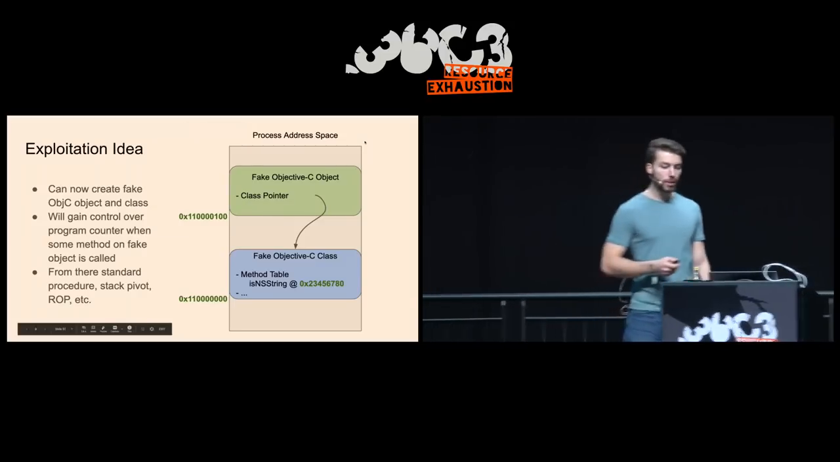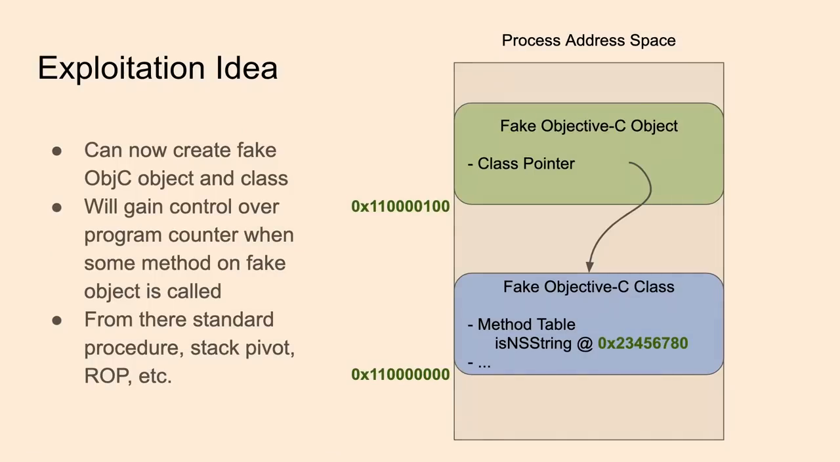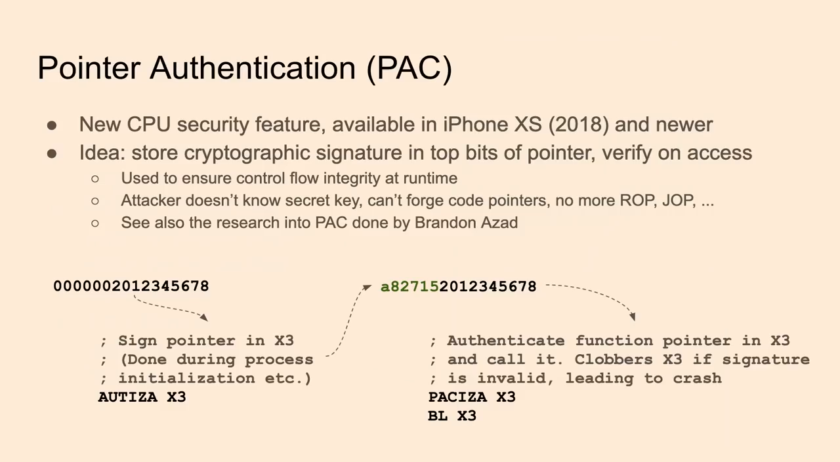So this is where we are. We can now create fake objects. We have all the addresses we need. It's like this 1170 is where we can place our stuff. And then we will gain control over the program counter. And from there, it's standard stuff, right? It's what you would do in all of these exploits. You pivot maybe to the stack. You do return-oriented programming, and then you can run your code, and you've succeeded.